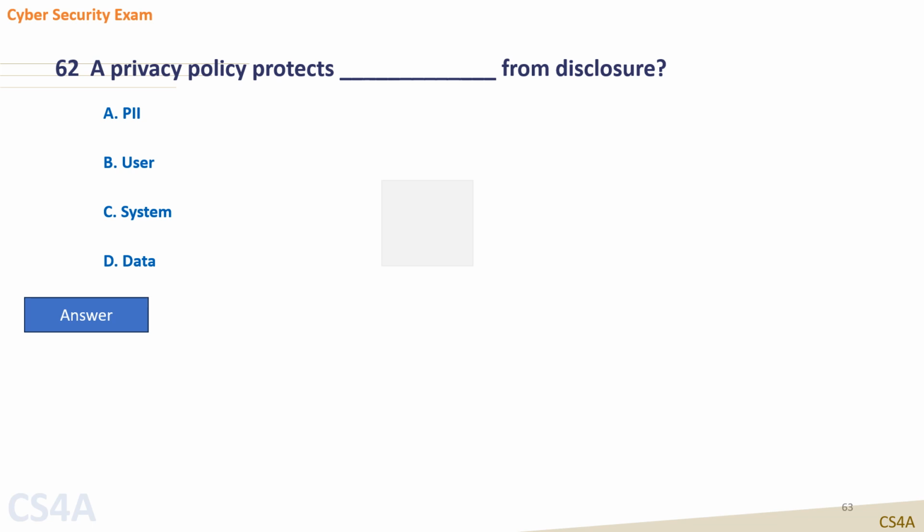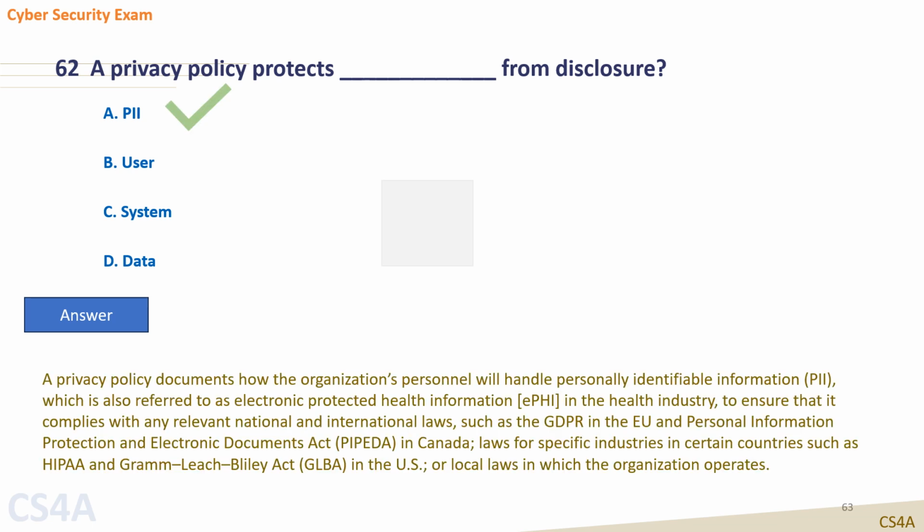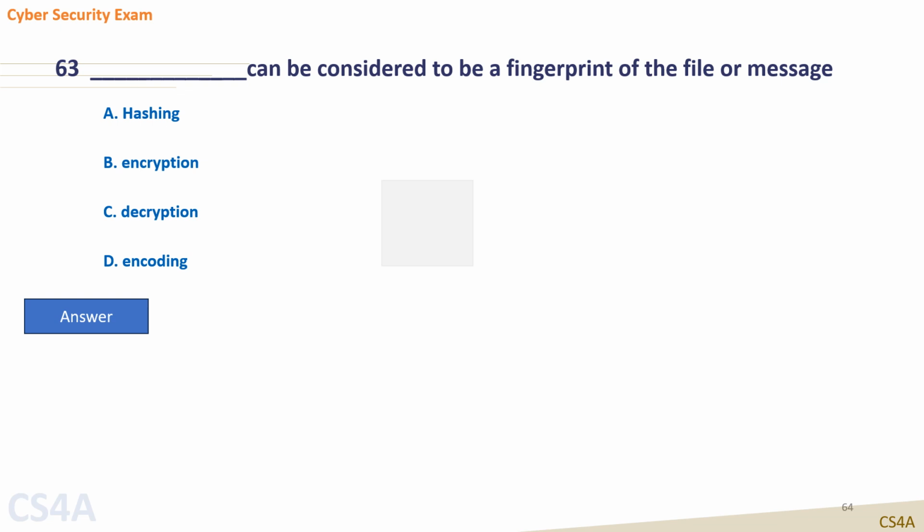So here the question is, a privacy policy protects from disclosure. So whether it protects PII, users, system or data. Usually the privacy policy we enforce is for personally identifiable information. So option A is the correct one. Next, which can be considered to be a fingerprint of a file or message? Hashing, encryption, decryption or encoding. So here the answer is A, hashing. The hash value is considered to be the fingerprint of the file or message. The hash, we can call it a fingerprint also. So the answer is A.